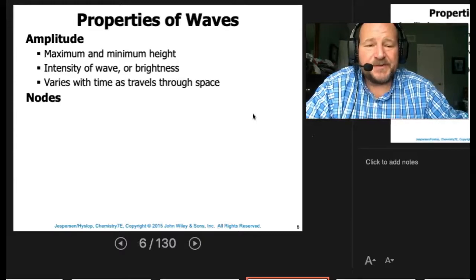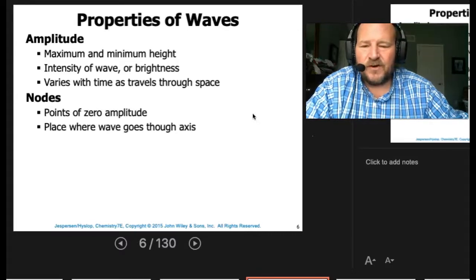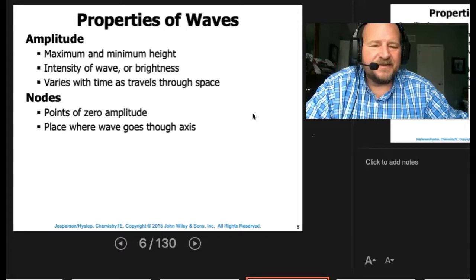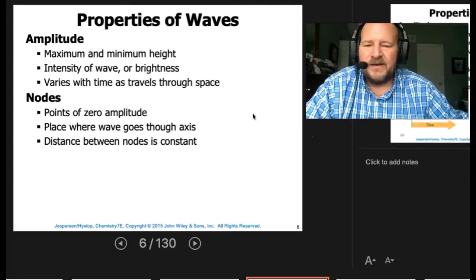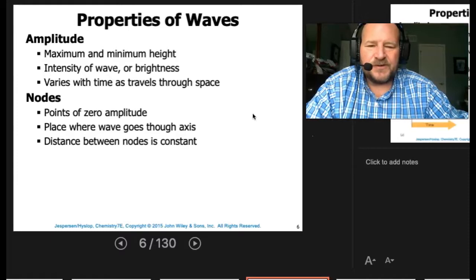Now we also have nodes. This is the points of zero amplitude. This is where the wave crosses through the axis and has a value of 0. The distance between your nodes will also remain constant.